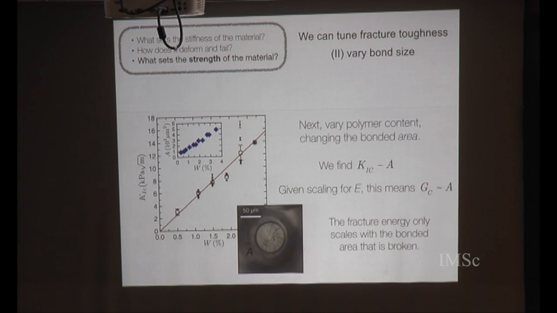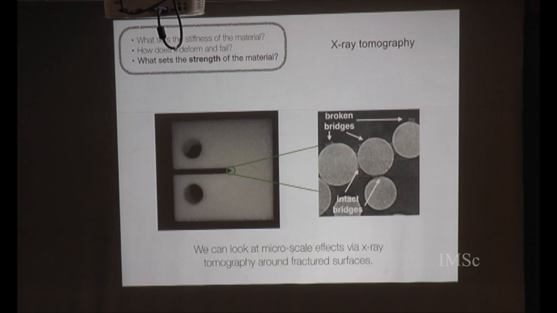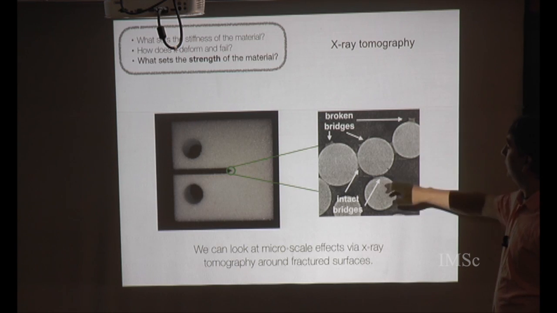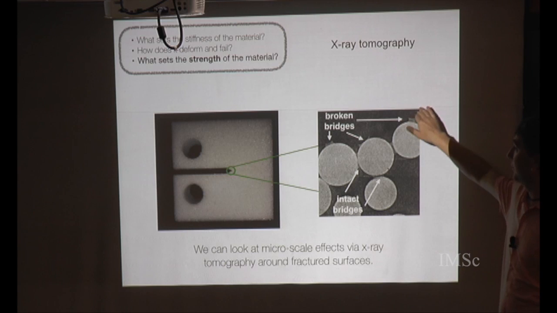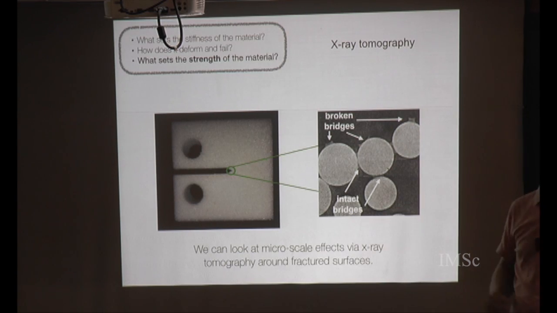We can then, again, as before, look at the microstructure of this with X-ray tomography, and we can see those broken bonds here. We can also see intact bridges under the tomography. This is the fracture interface. This is below it into the sample. So we can actually penetrate deep into the material.